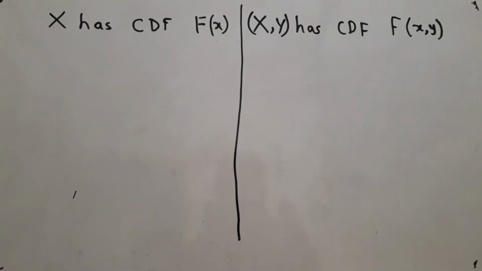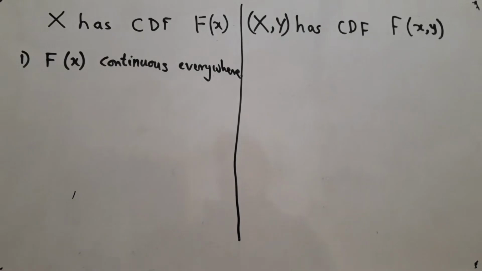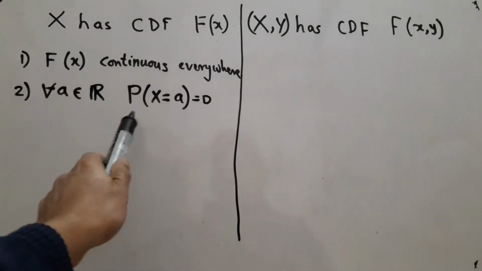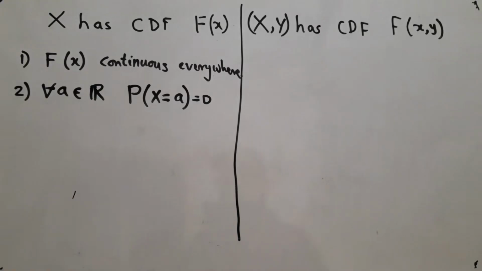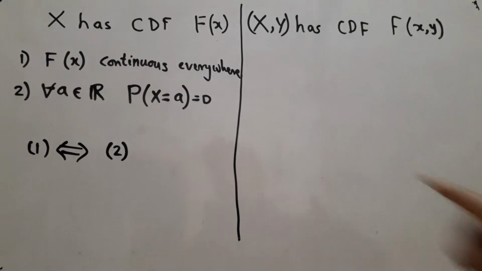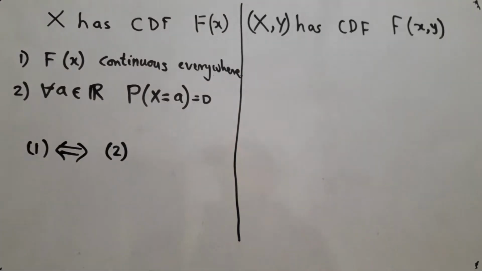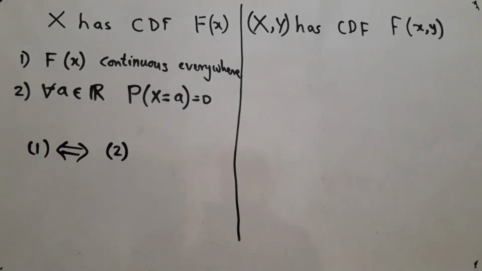Consider two statements. One, the univariate CDF F_X is continuous everywhere. And two, for every point a in R, probability X equal to a is 0. For univariate CDF, we know that 1 and 2 are equivalent. If 1 holds, then 2 must hold, and if 2 holds, 1 must hold. We have seen this in our probability 1 course.